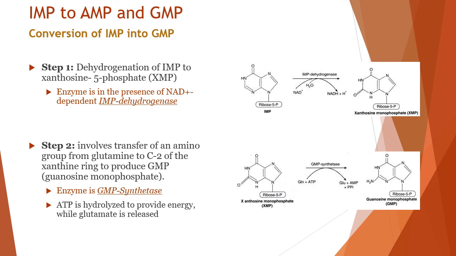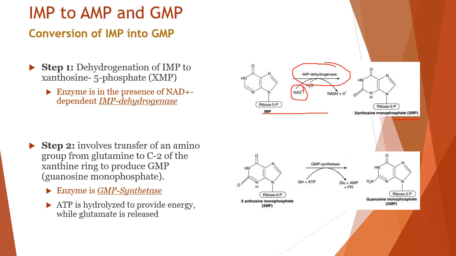For the conversion of IMP to GMP, similarly, there are two different steps. In the first step, IMP is converted to XMP, xanthosine monophosphate, with the help of an NAD dependent reaction, which is a dehydrogenase type of reaction. The enzyme here is IMP dehydrogenase, which dehydrogenates IMP to xanthosine monophosphate.